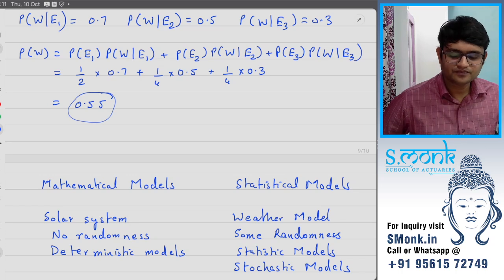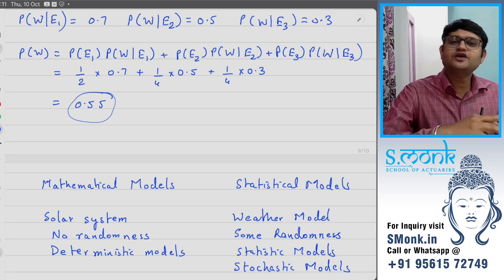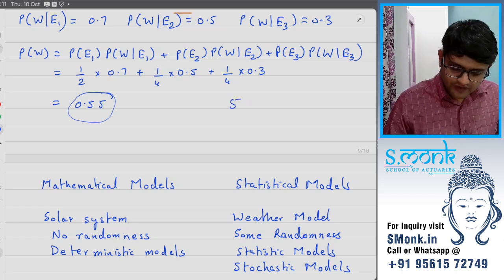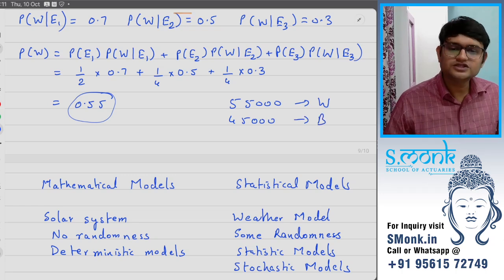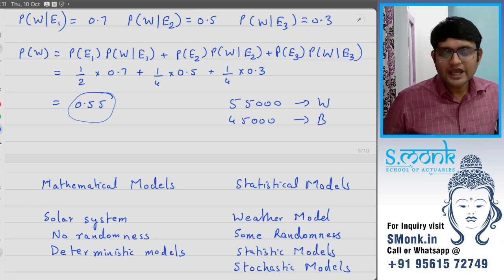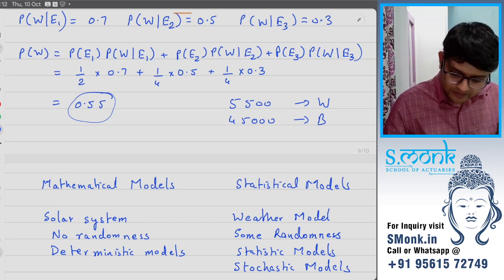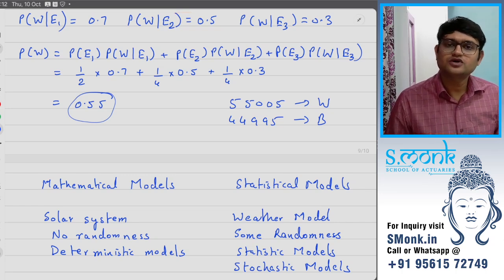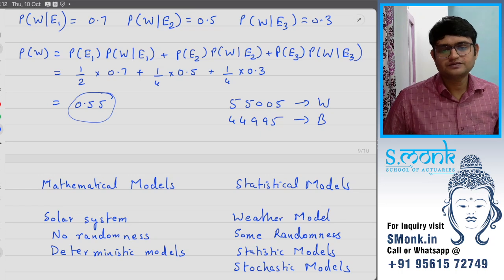It's random. Correct? Yes, if I do this experiment, let's say 100,000 times, then 55,000 times I am expecting a white ball, and 45,000 times I am expecting a black ball. This is what we get from this probability. It might still not be perfect. It might still be that 55,005 times I got a white ball and 44,995 times I got a black ball. It's close enough, but it might not actually be perfect.